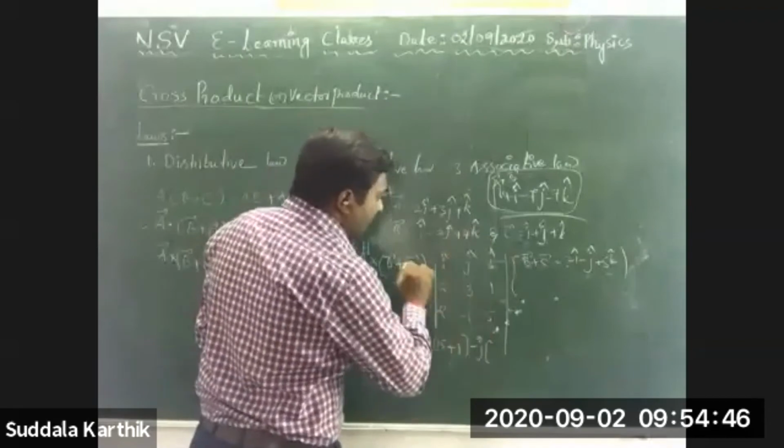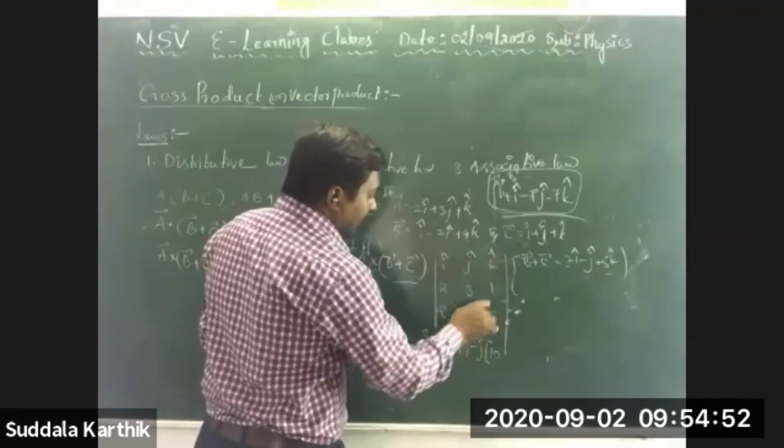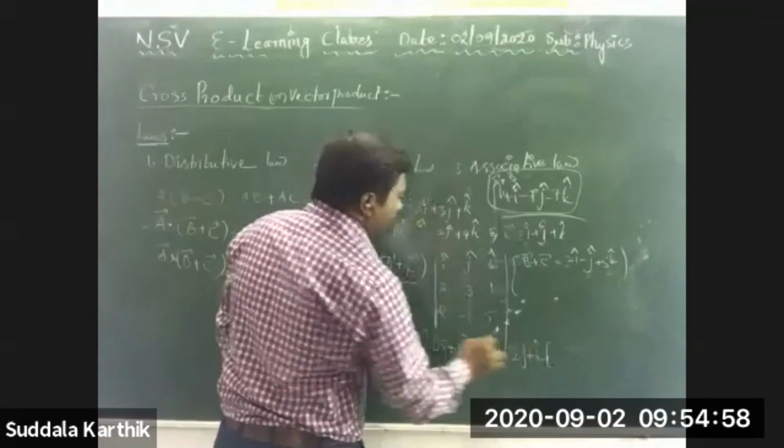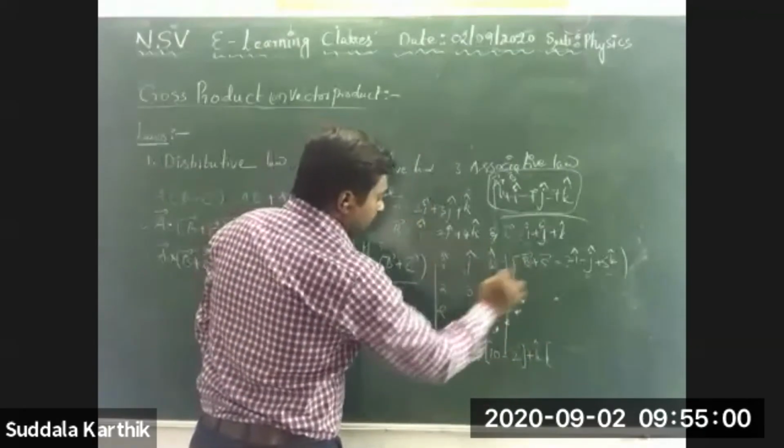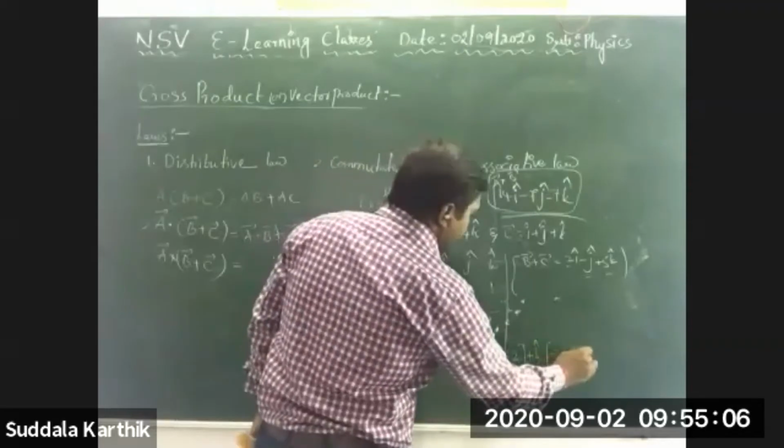I am deleting this column and this row. Then 2 into 5 is 10, then 2 into 1 is 2, so 10 minus 2 is 8. Plus K cap. Then 2 into minus 1 is minus 2, minus 2 into 3 is minus 6.